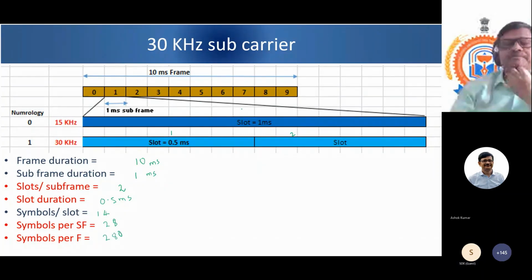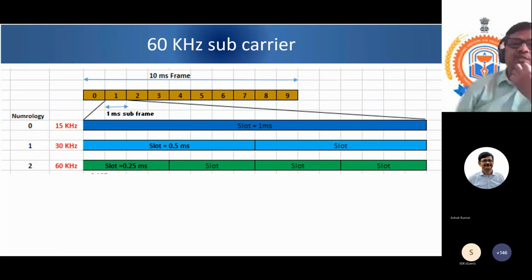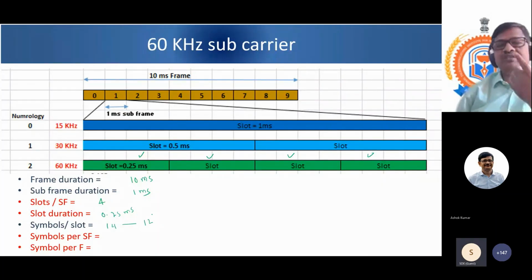Understood, everyone? Okay, your answers are correct. Now do it for 60 kilohertz. Your frame is 10 millisecond. Your subframe is 1 millisecond. How many slots do you see? 4 slots. And what is the slot duration? 1 by 4 millisecond, which means 0.25 millisecond. How many symbols per slot? 14. It can be 14, it can also be 12 because of the 60 kilohertz, right? So you should do the calculation for 14.